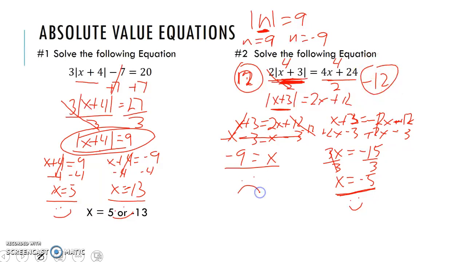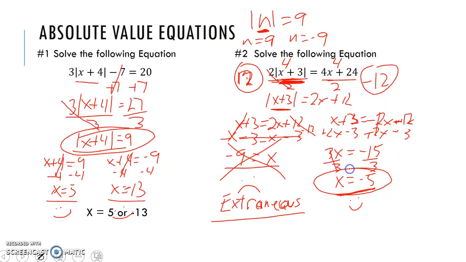This does not work. This is called an extraneous solution. An extraneous solution is a solution that works when you solve it, but when you plug it back in, it doesn't work. We're going to talk about why it doesn't work next. This is not considered a solution. The only solution for number 2 is that x is equal to negative 5.